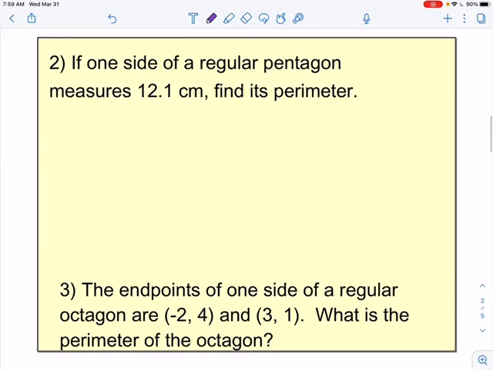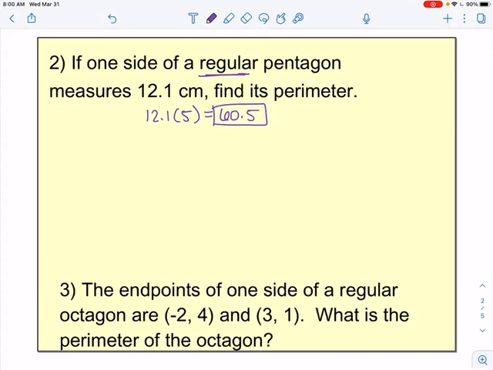For number 2, it says if one side of a regular pentagon measures 12.1 centimeters, find its perimeter. So the first thing that we have to know is how many sides a pentagon has. Again, a pentagon has 5 sides. Again, the word regular, that's going back a couple chapters, means that all of your sides are equal. So if one side is 12.1, all 5 sides are 12.1. So you can either add 12.1 5 times or just do 12.1 times 5. When you do that, you should get an answer of 60.5.